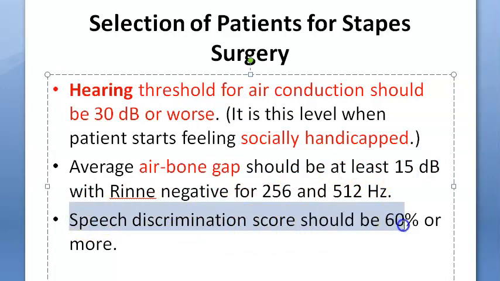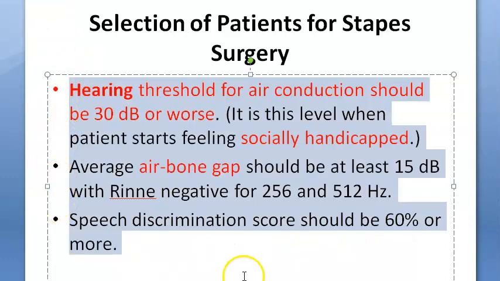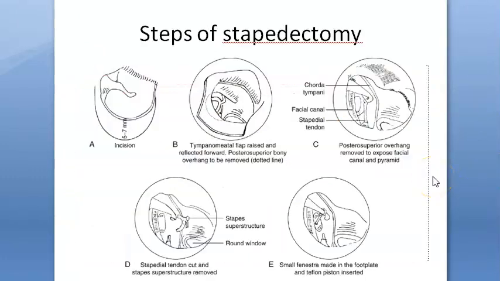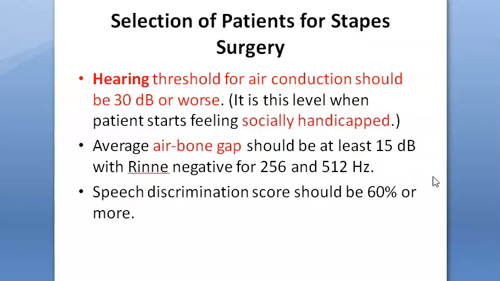Speech discrimination score should be 60% or more. So basically everything should be more. The more hearing loss they have, then only you do this kind of surgery. Okay, what surgery? Stapedectomy. So you will remove the stapes suprastructure, you will make a hole in the footplate, you will put a piston. Okay, that is stapedotomy kind of a thing you can say.